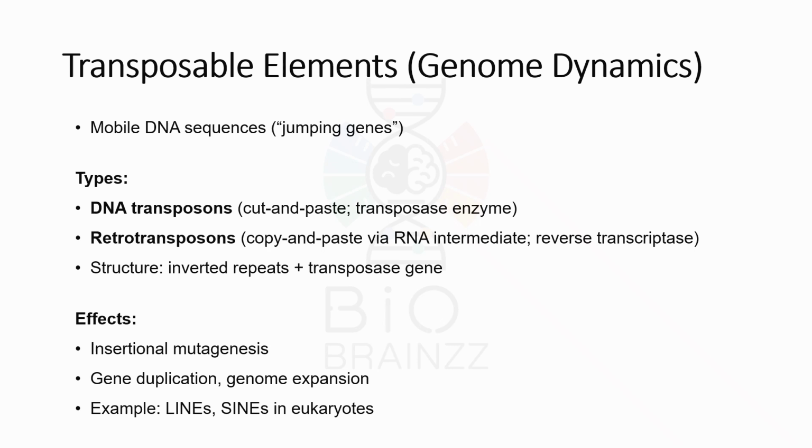Transposable elements are mobile DNA sequences that can move from one location to another within the genome. They are also known as jumping genes. There are two main types: DNA transposons, which move by a cut and paste mechanism using transposase enzyme.